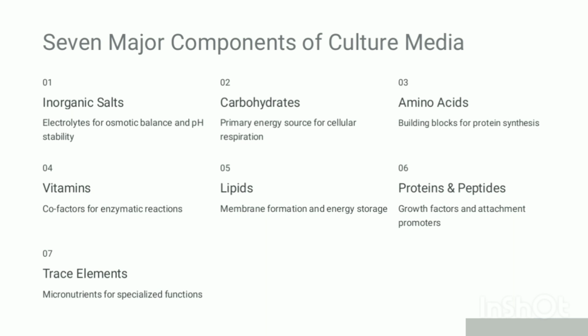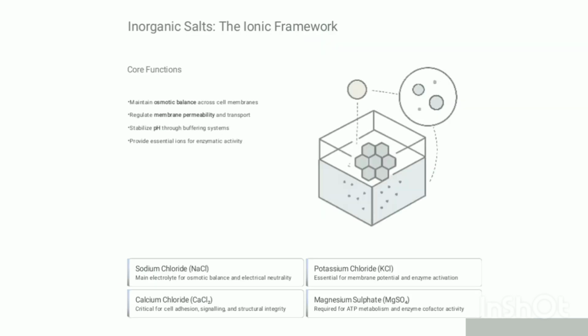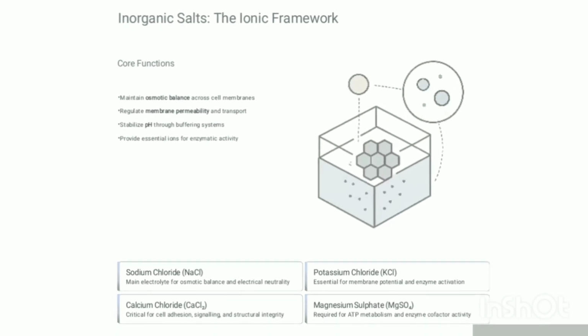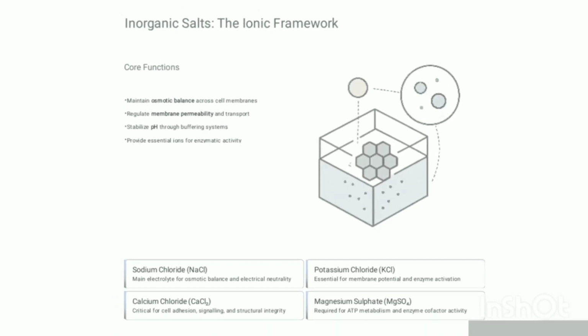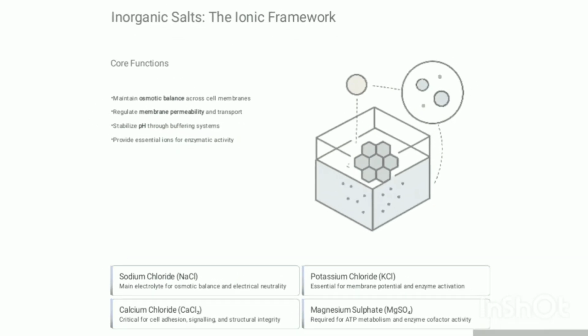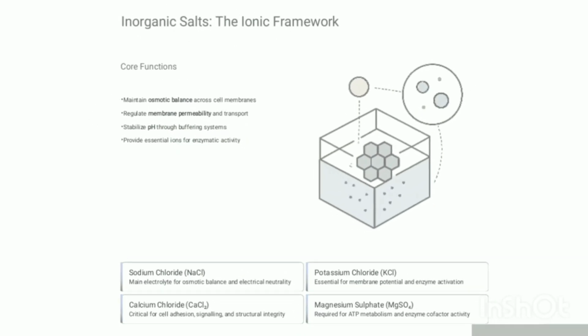Inorganic salts. This covers the role of inorganic salts in cell culture media, describing them as the ionic framework necessary for maintaining a stable environment for cells. Core functions: inorganic salts perform four vital regulatory roles. Osmotic balance. They regulate the movement of water across cell membranes to prevent cells from shrinking or bursting. Membrane permeability. They control how substances enter and exit the cell. pH buffering. They stabilize the acidity or alkalinity of the media, which is crucial for cell survival. Enzymatic activity. They provide the necessary ions that act as keys to turn on various enzymes.